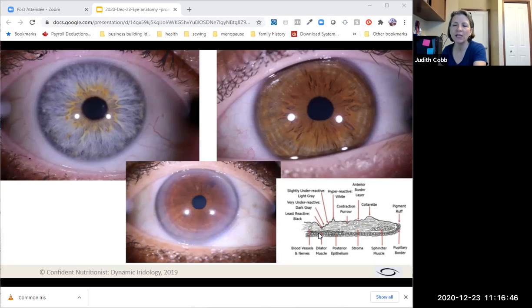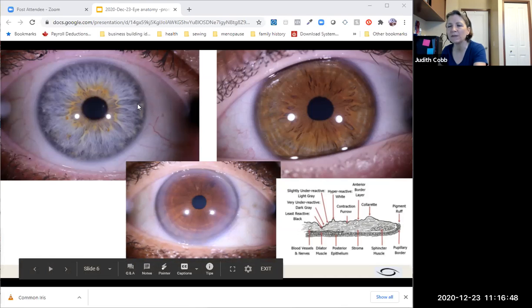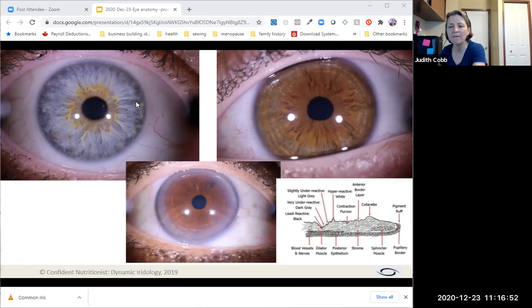So looking at this eye, we can see we have some shading here. So we know that here we've got some fiber separation. This becomes significant when we do an iris analysis. When we look at this eye, we can see that we have areas that are quite black. So these are areas of very significant fiber separation going very, very deep.